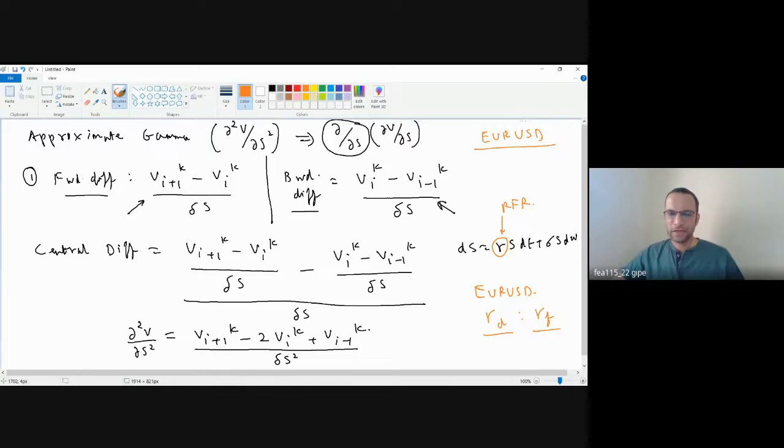Okay. So generally, let me write one equation here, and then maybe we can talk a bit more about it. There is a parity relationship which we write. We have F equal to S into (1 plus R domestic upon 1 plus R foreign) raised to T.